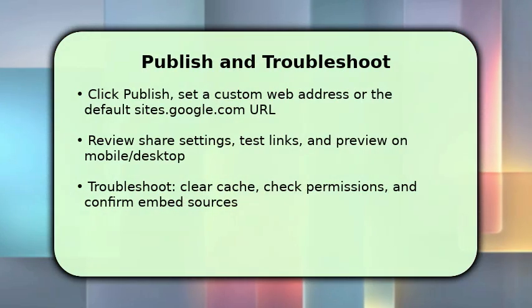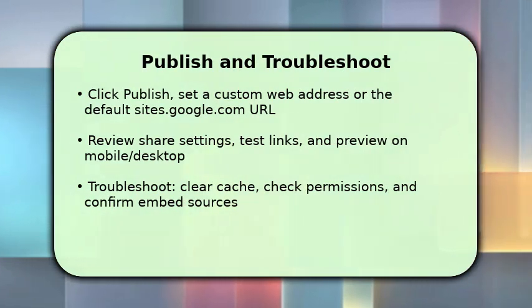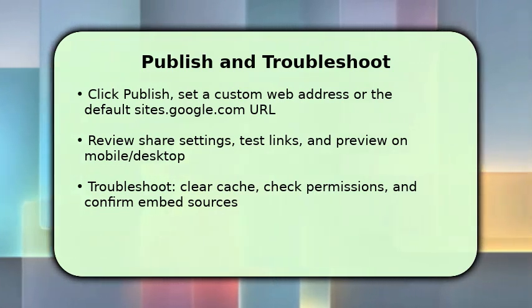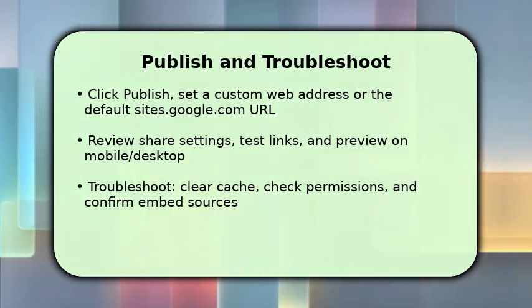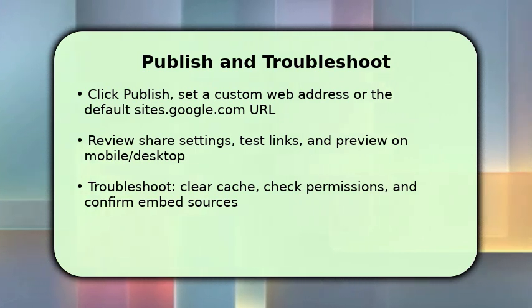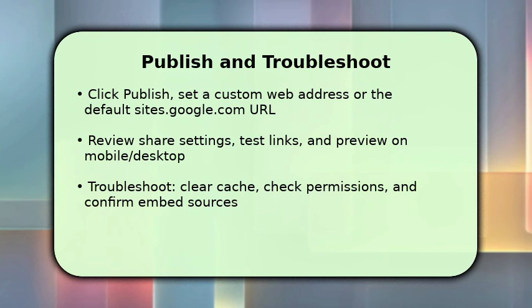Finish by clicking Publish and choosing either the default sites.google.com path, or a custom domain you own. Once published, test all links and preview the site on mobile and desktop. Make sure sharing settings match your intent so collaborators and visitors can access content.